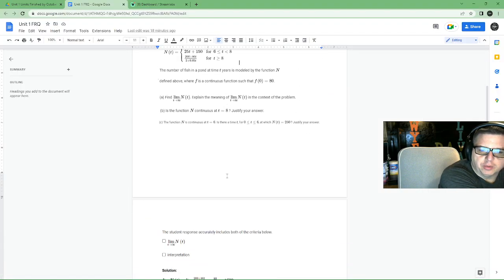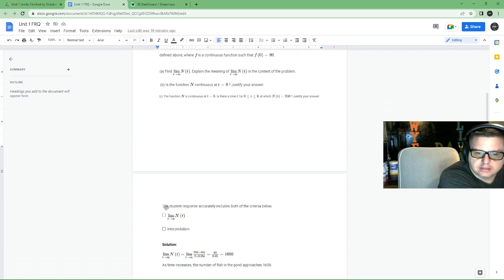So when we look at the solution, this one says the student response accurately includes both criteria. Finding the limit, so we did find the limit, 1600. As time increases, the number of fish in the pond approaches 1600. Okay, all right, so we're good with that.